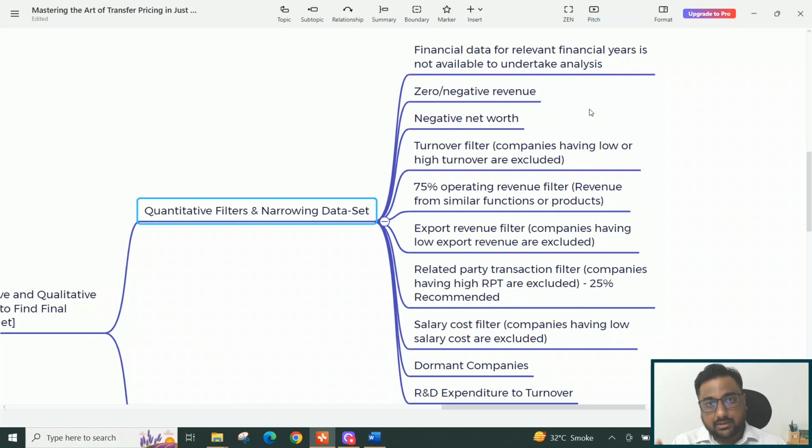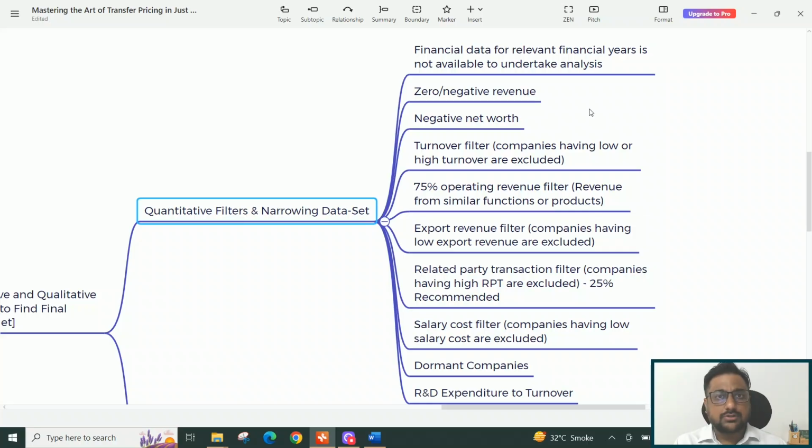So we need to exclude that amount of companies also from our final data set. Then there is a turnover filter. Companies which have a very low turnover, or which may have very high turnover, are also excluded. In general practice, what I particularly take when I am framing a data set is that I will exclude all the companies which have a turnover below 1 crore. I will not consider those companies for comparability analysis itself, and that is where I'll apply a turnover filter. This is a general practice.